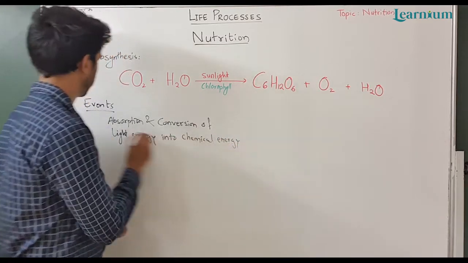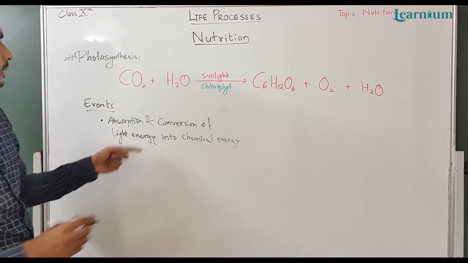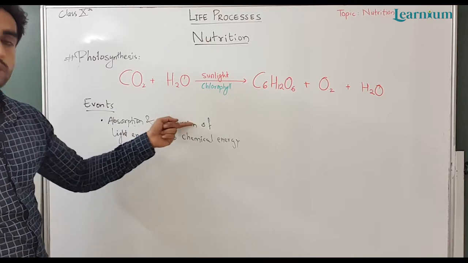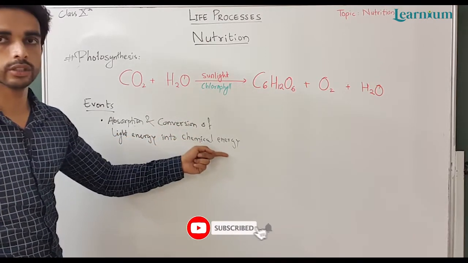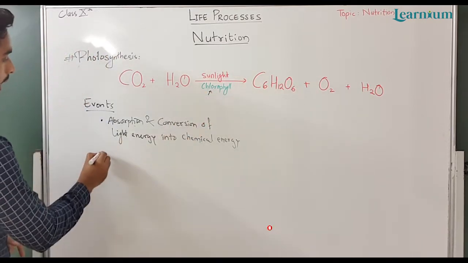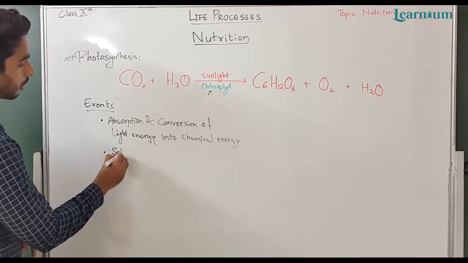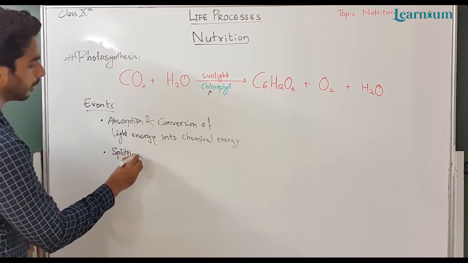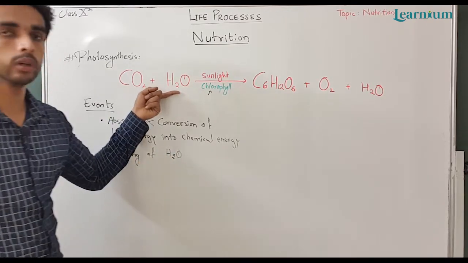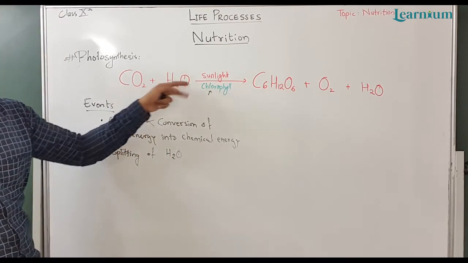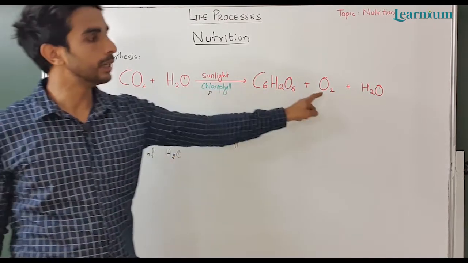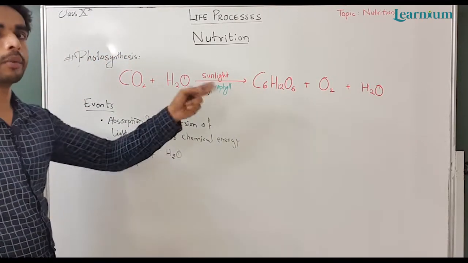So this is the first step: absorption and conversion of light energy into chemical energy. This process occurs inside the chlorophyll. Then second is splitting of water molecule. So this H2O is broken down into hydrogen and oxygen. Hydrogen provides electrons to chlorophyll and oxygen is liberated from the stomata.